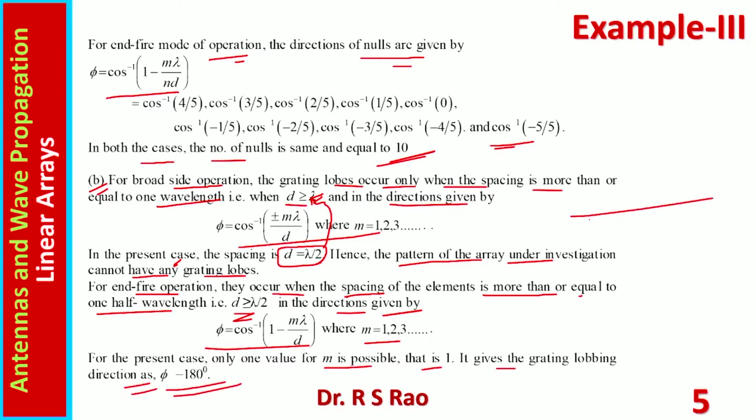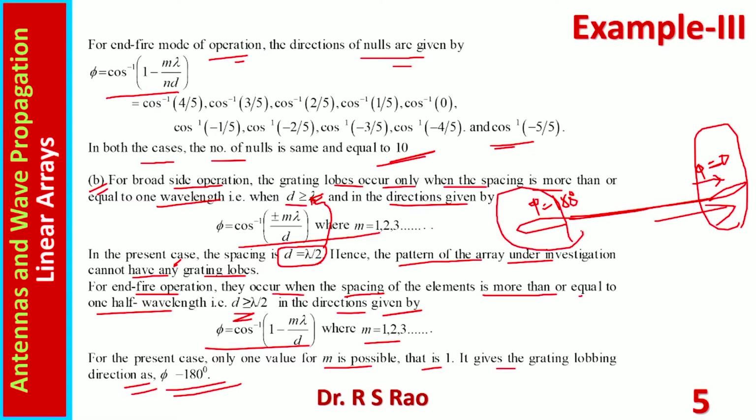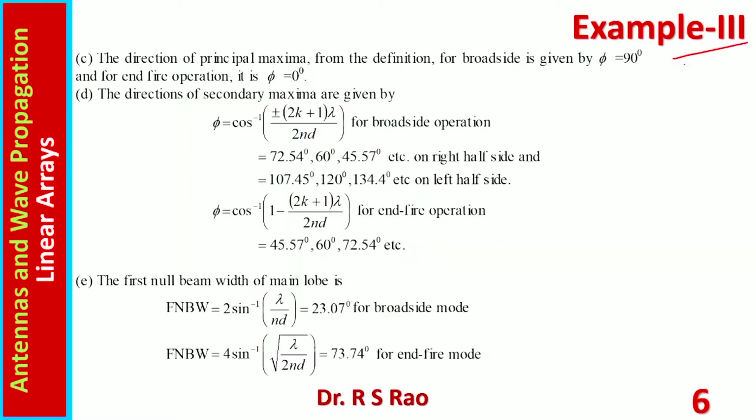End fire means this is the length of the array. End fire means maximum radiation is along the length of the array. When d equal to lambda by 2, a grating lobe appears. It is along phi equal to 180 degrees, means here. This is phi equal to 0, whereas this is phi equal to 180 degrees. This is the legal maximum radiation. This is illegal and unwanted maximum radiation direction. Grating lobe.